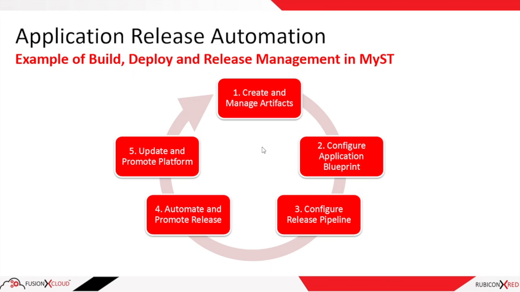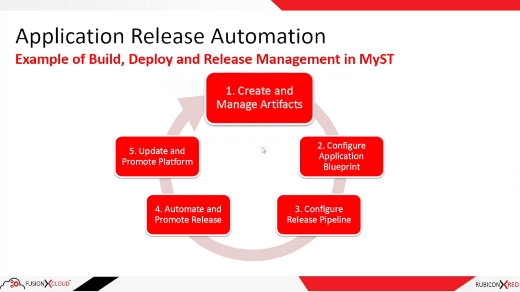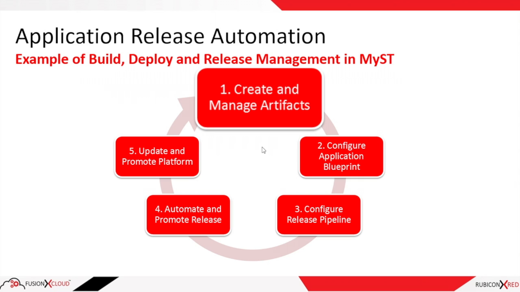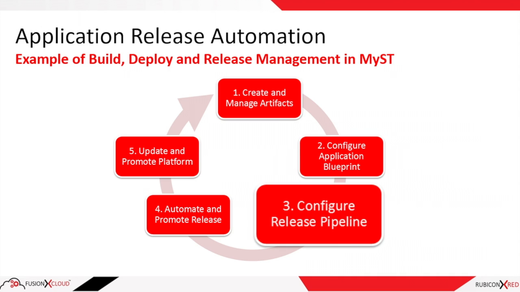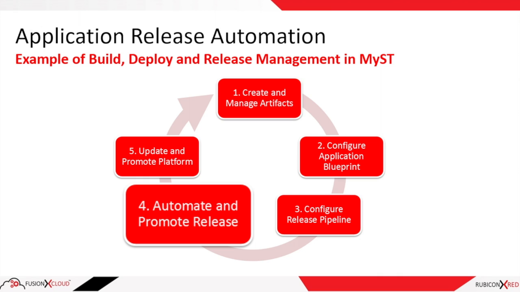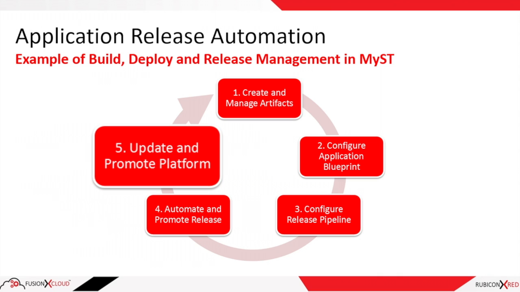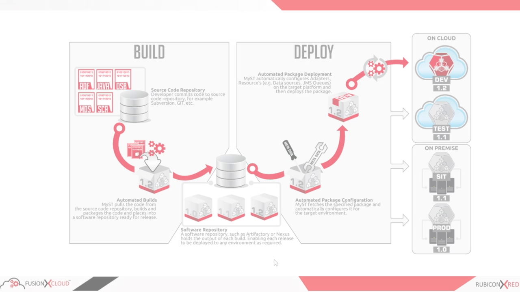In this series of videos, I'm going to demonstrate some core concepts of the application release automation capabilities of MyST by automating the release of the stock sample application to our middleware platform. Firstly, we will introduce the concepts of artifacts in MyST and create a new SOA composite. We will then add these artifacts to our application blueprint to define the components that make up the deployable unit. Next, we will configure our release pipeline to model the stages that the stock application will be promoted through with the appropriate level of governance. Finally, we will show how MyST automates the platform configuration associated with the application that we are deploying.